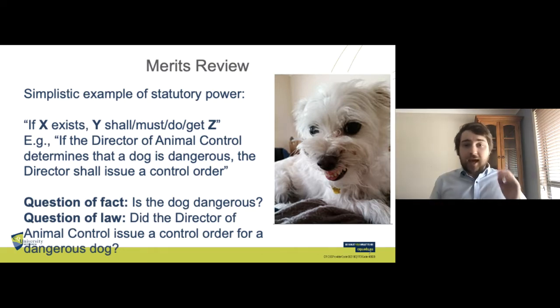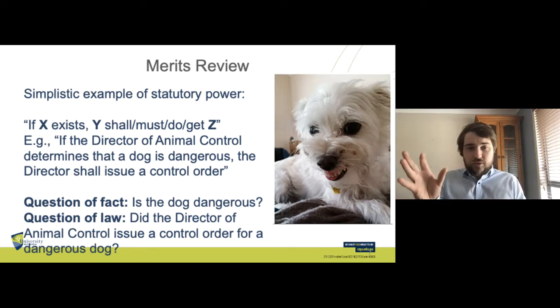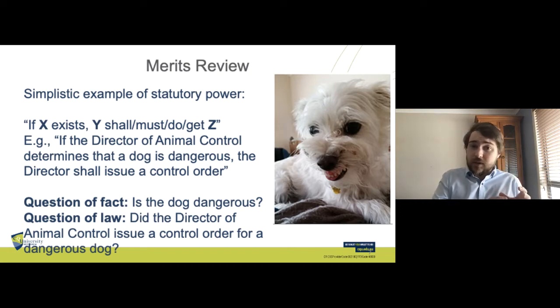Merits review can look at questions of fact. So if a decision maker, the director of animal control, says, yep, this dog is dangerous, I'm making a control order, the question of law that judicial review is interested in is, was that control order followed correctly? Was it issued correctly? All that sort of stuff. They can't look at the determination that the dog is in fact dangerous.